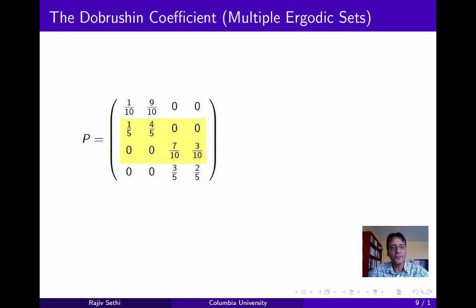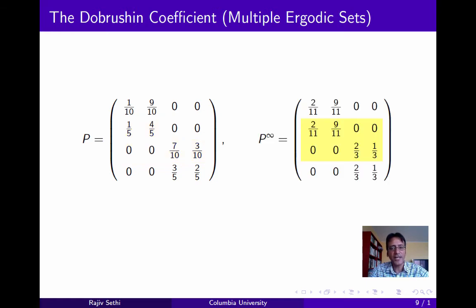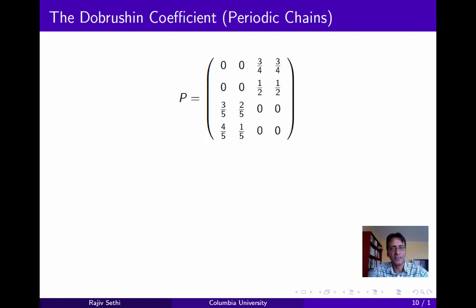And this is true not only for P, but in fact for every higher order transition matrix as well. So no matter what power of P we take, the Dobrushin coefficient of P to the n is going to be equal to 0. And this is true in this case because we have multiple ergodic sets.